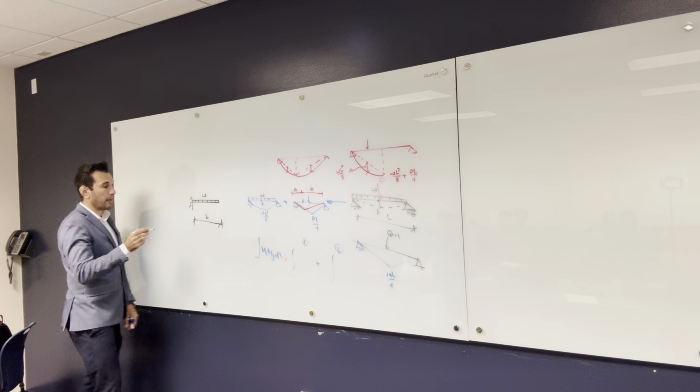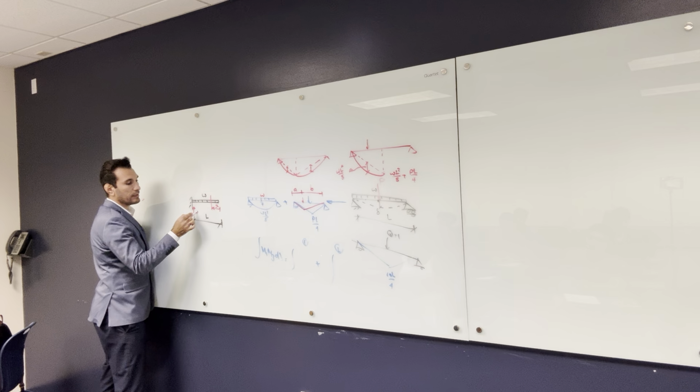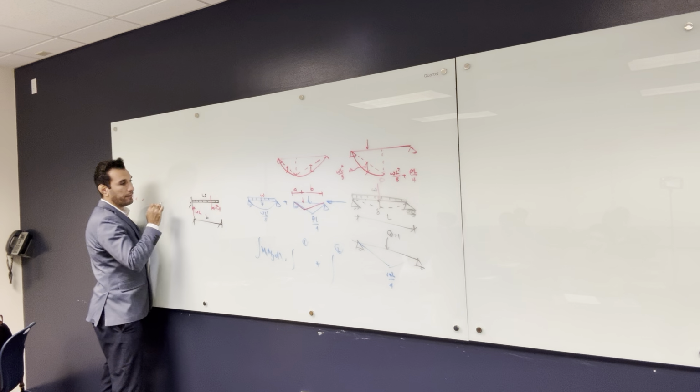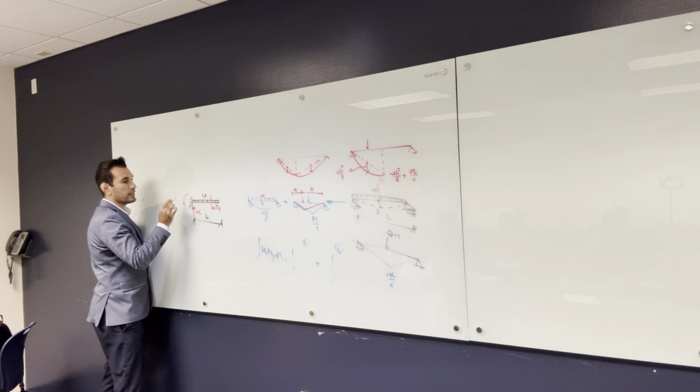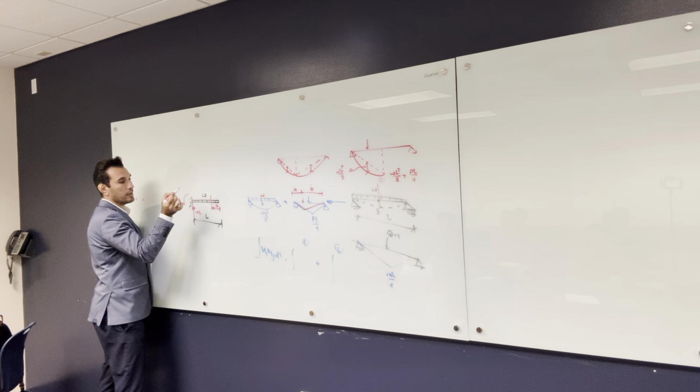here. This W I have here, the reaction is WL, and I have the bending moment, this is negative, and the bending moment is equal to WL squared over 2, right? That's the reactions that we have.